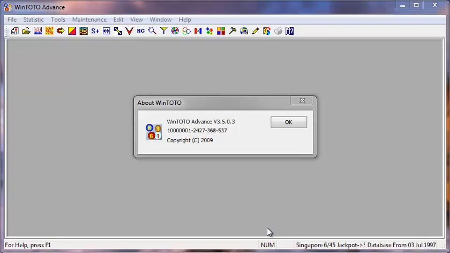Now I can only think of 2 reasons why you have not upgraded. One, you could have overlooked the upgrading, which is highly probable due to your work. Another probability is that you could have overlooked the extension of your WinToto Advance maintenance support, which resulted in you not being able to upgrade. Now, if these are the 2 situations, I encourage you to get it upgraded as soon as you can.